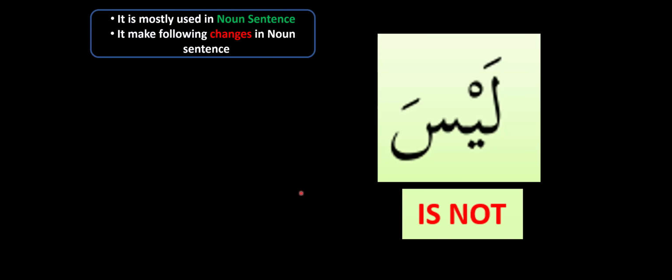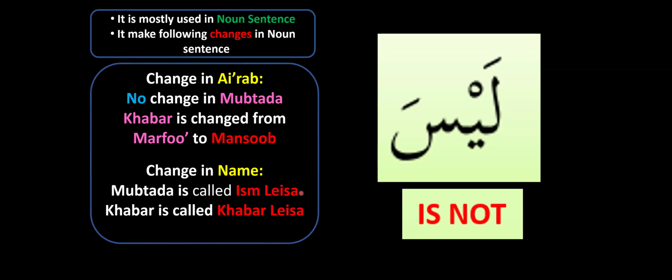Does this sound familiar? Remember when we did inna wa akhawatuha last time? We did a similar thing. With inna, you have ismu inna and khabaru inna. Laysa has the same. The only difference is inna is a particle, whereas laysa is a verb. So what happens when laysa comes into the sentence? It will make changes in the i'rab. Mubtada will not be changed. Mubtada will remain marfu, but the khabar will be changed and it will become mansub.